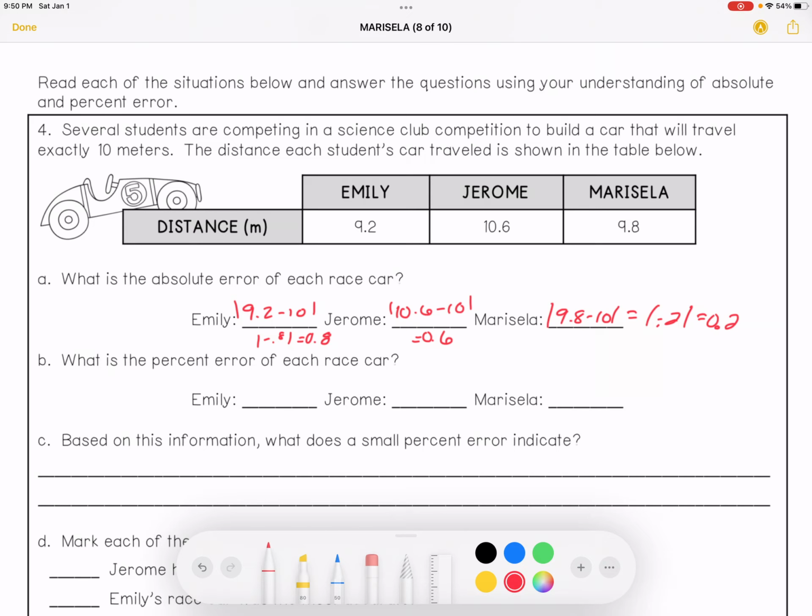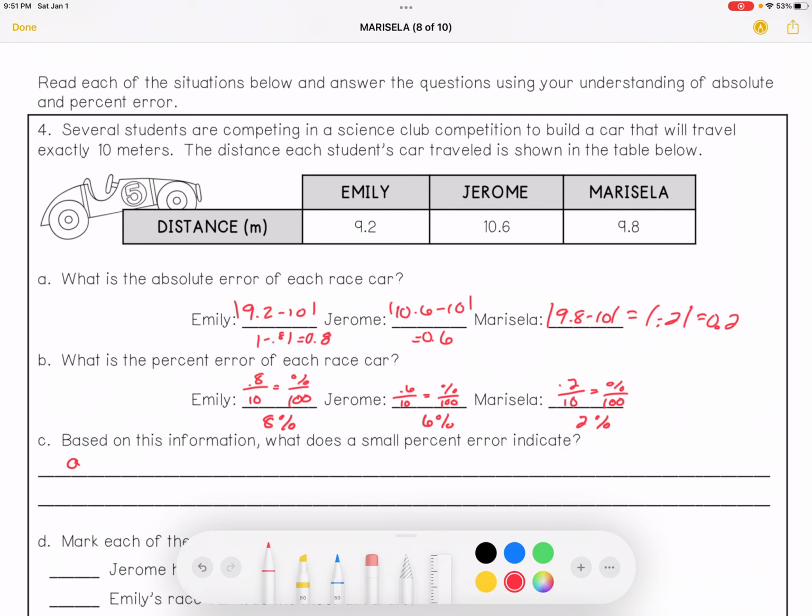What is the percent error of each race car? So 0.8 divided by 10 equals what percent over 100? And 0.6 divided by 10 equals what percent of 100? And Maricela is 0.2 divided by 10 equals what percent of 100? So that gives us 8%, 6%, and 2%. Based on this information, what does a small percent error indicate?